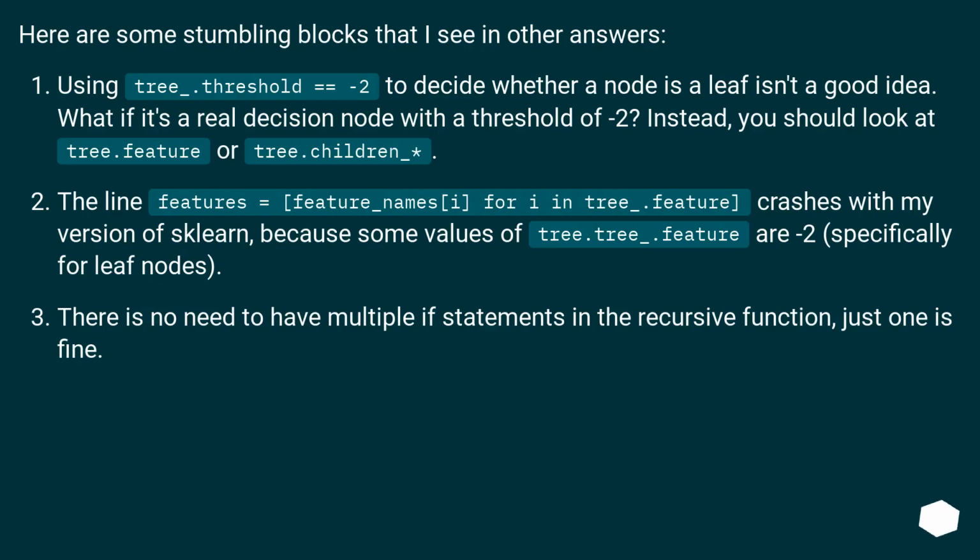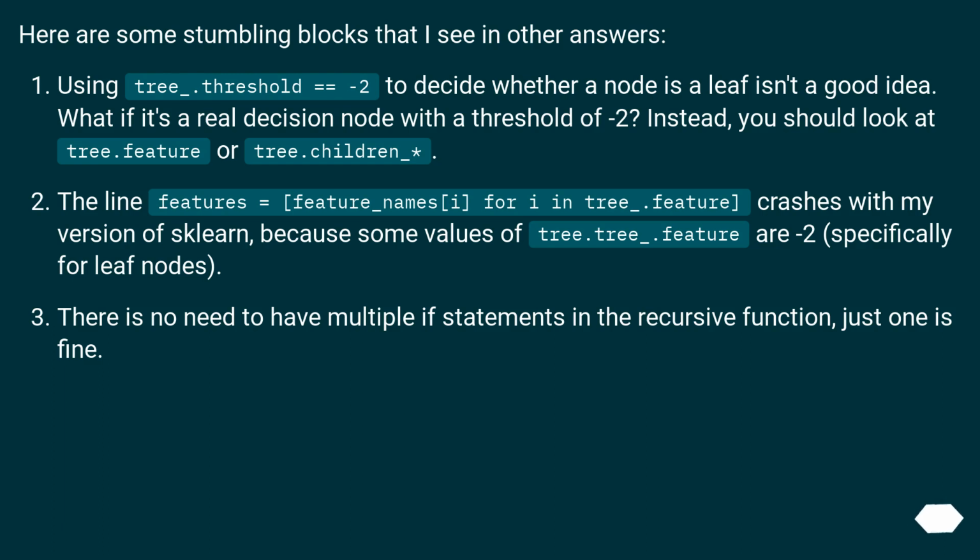Here are some stumbling blocks that I see in other answers. Using tree_.threshold equals -2 to decide whether a node is a leaf isn't a good idea. What if it's a real decision node with a threshold of -2? Instead, you should look at tree.feature or tree.children_.